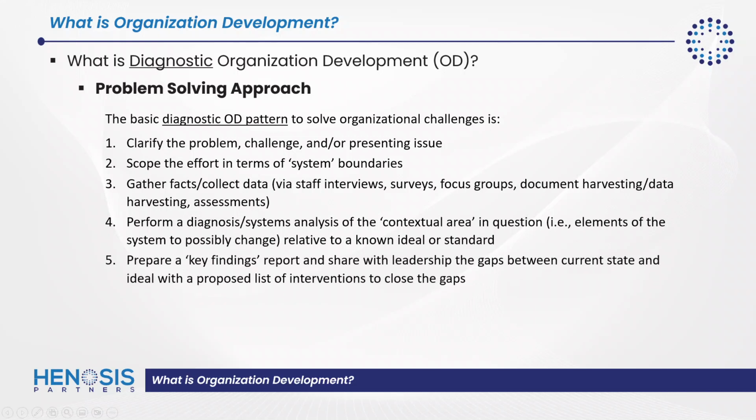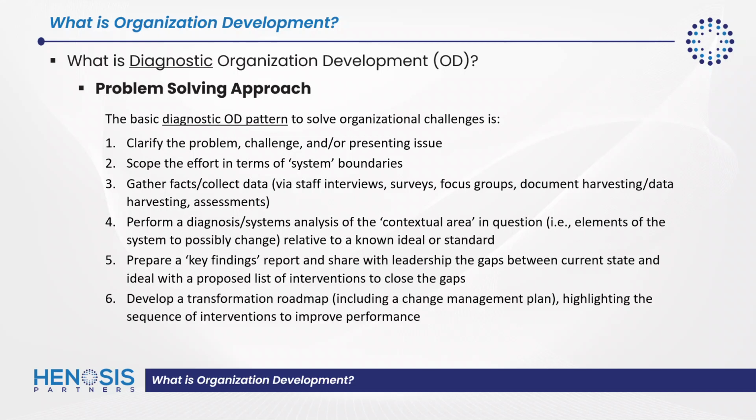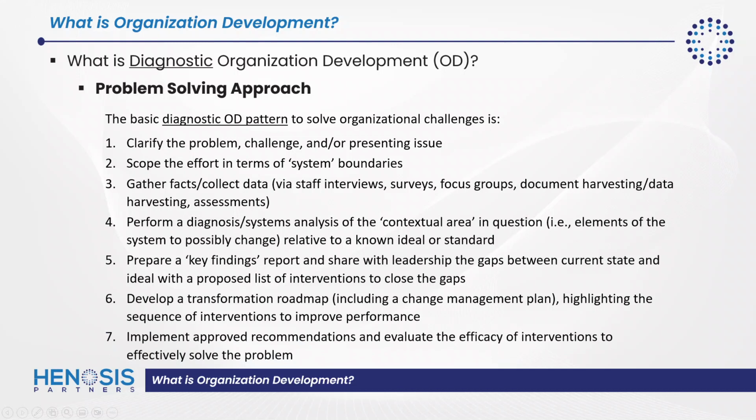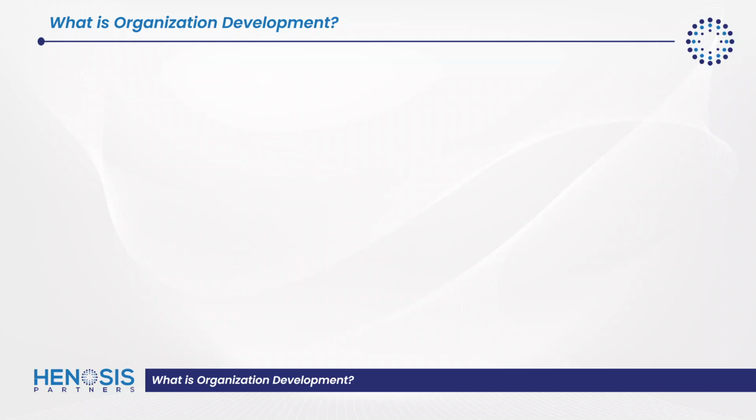Then we prepare a key findings report and share with leadership the gaps between current state and ideal, with a proposed list of interventions to close the gaps. Next, we develop a transformation roadmap, including a change management plan, highlighting the sequence of interventions to improve performance. And finally, we implement the approved recommendations and evaluate the efficacy of the interventions to solve the problem.